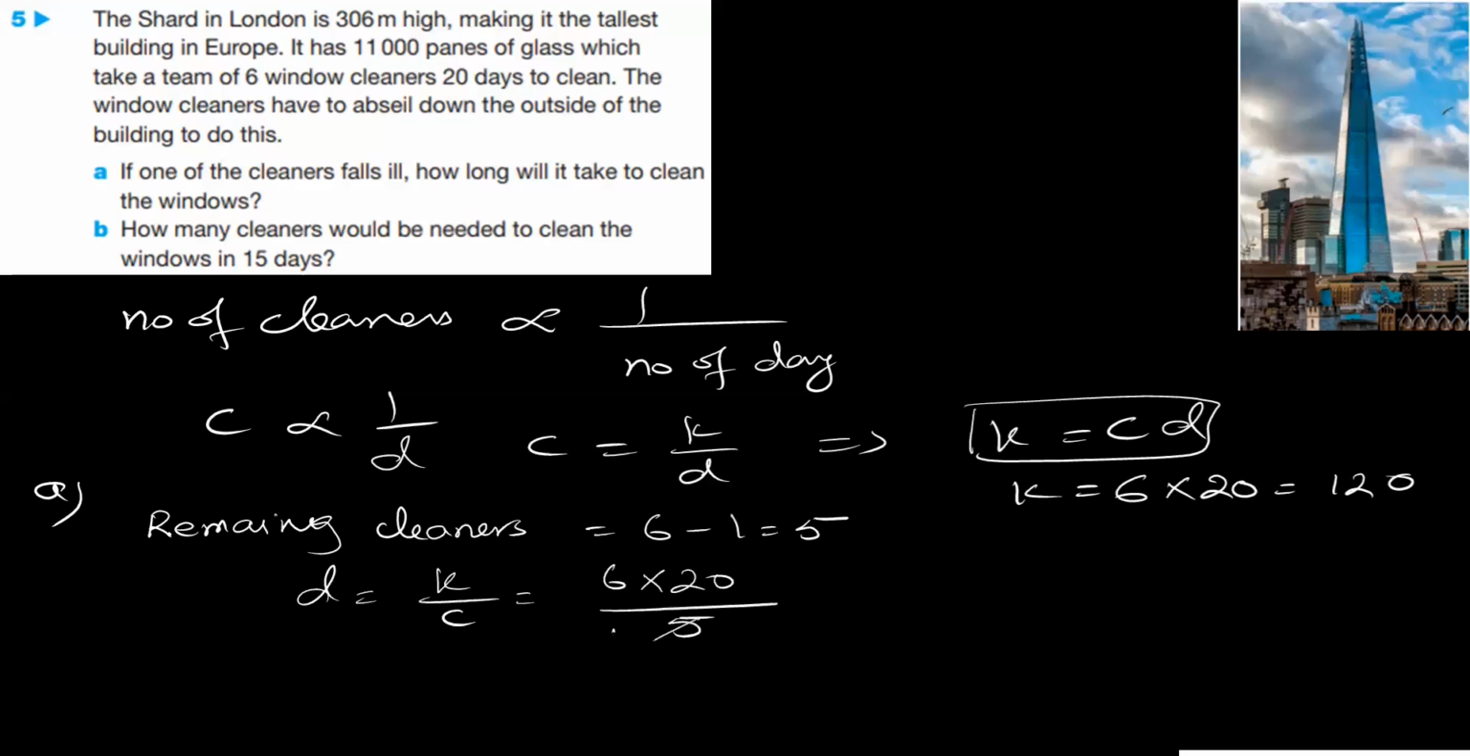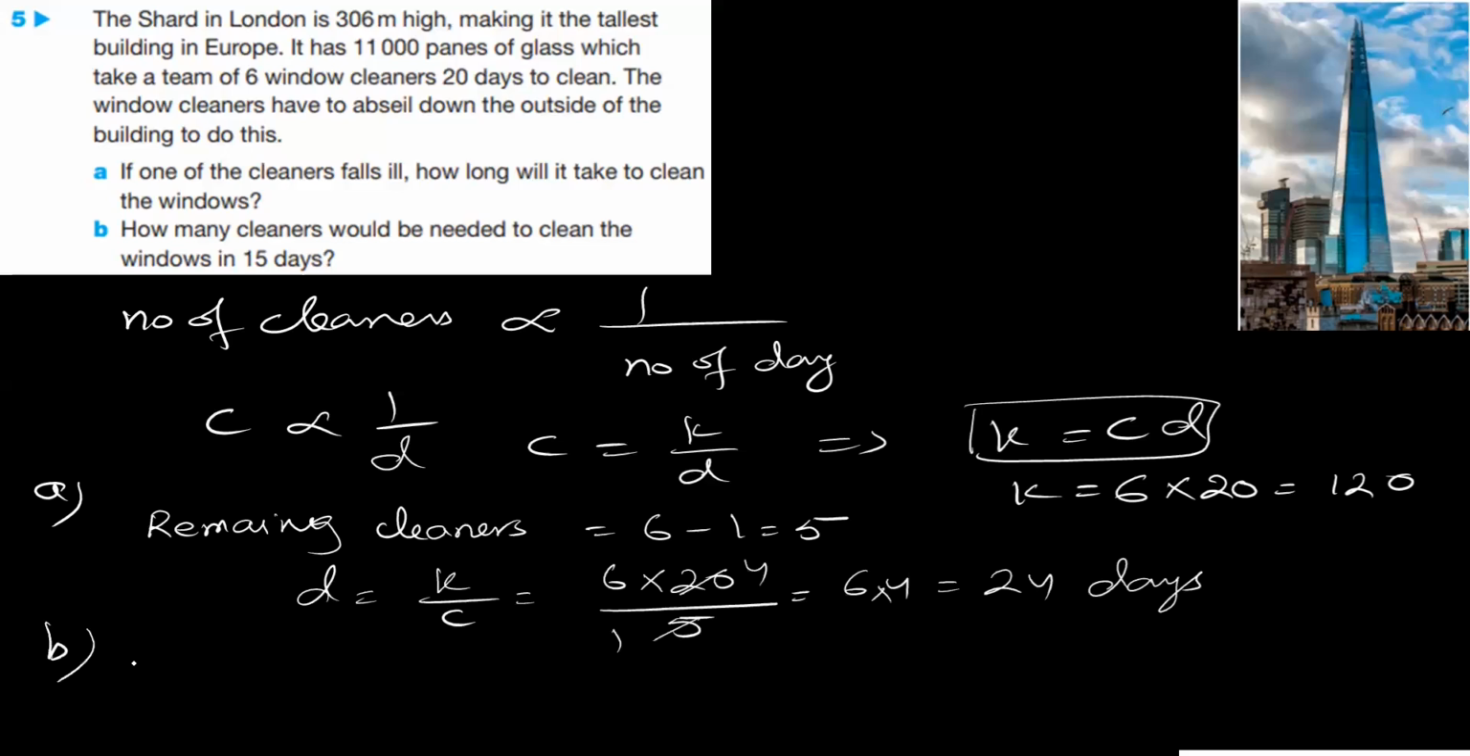So 5 times 1 is 5, 5 times 4 is 20. So 6 times 4 becomes 24. They will take 24 days to clean the window because 5 workers are left. Now the number of workers is decreasing, the number of days is increasing.